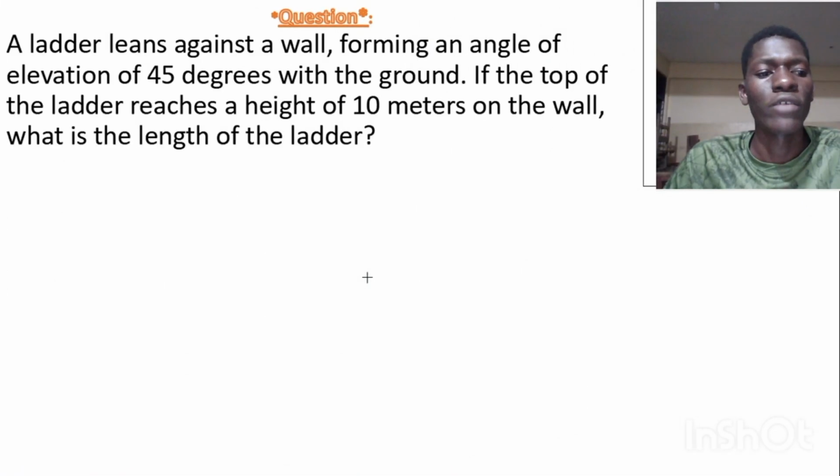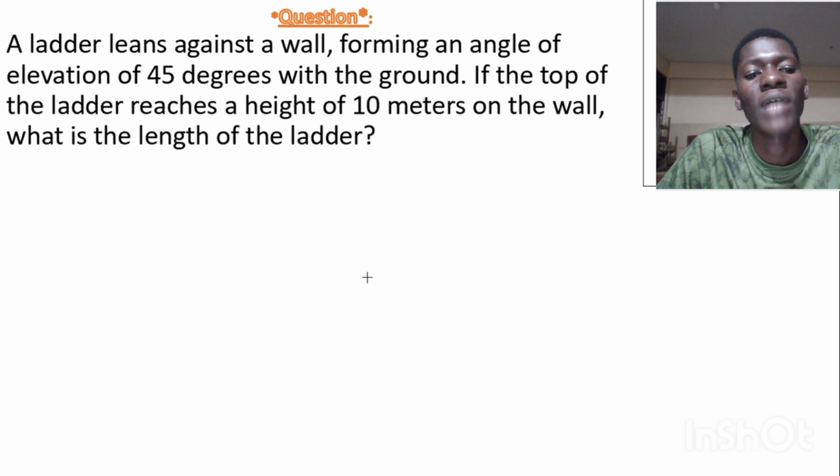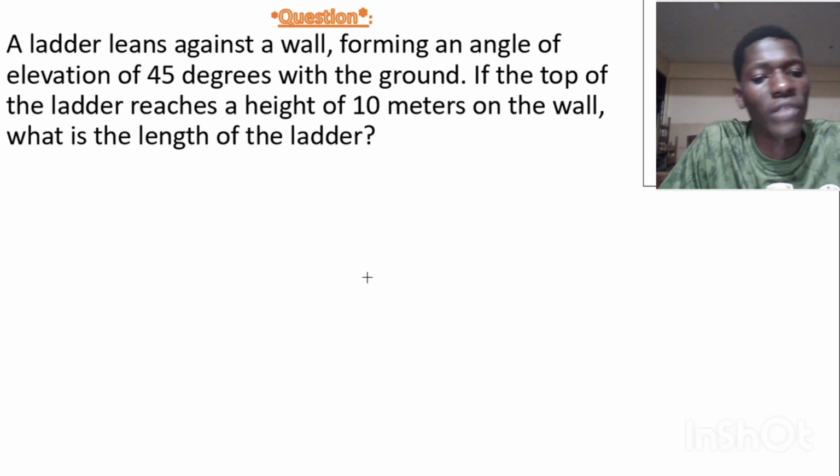So this is our third question. This one is: a ladder lies against a wall, forming an angle of elevation of 45 degrees. Here too, we are given the angle of elevation, which is with the ground. So the angle of elevation was formed with the ground. So right now, we don't have any line of sight. This one is a ladder. The line of sight is represented by the ladder.